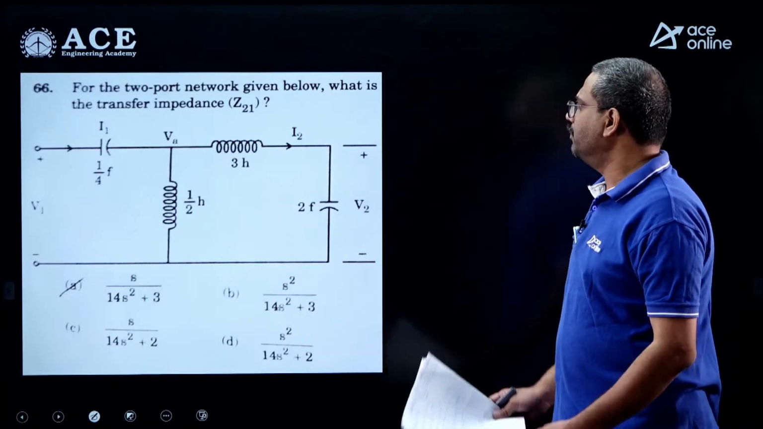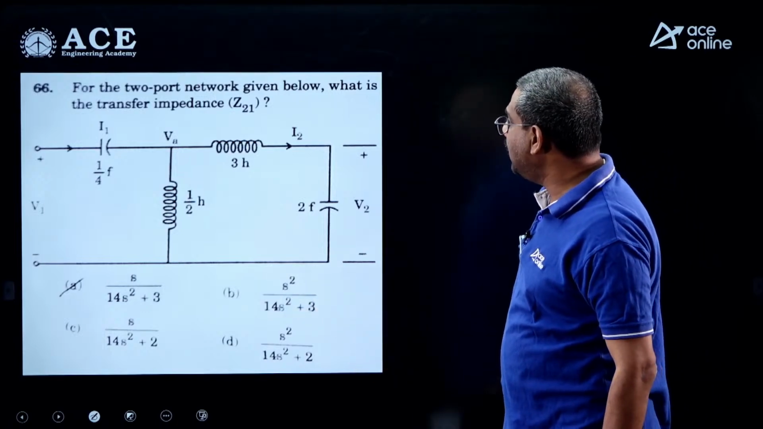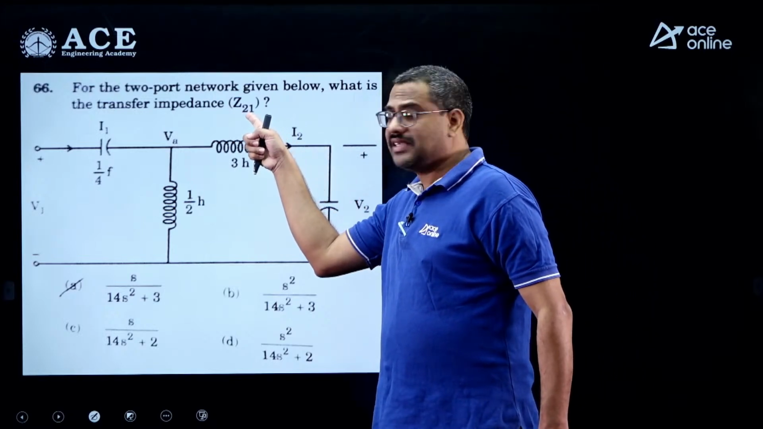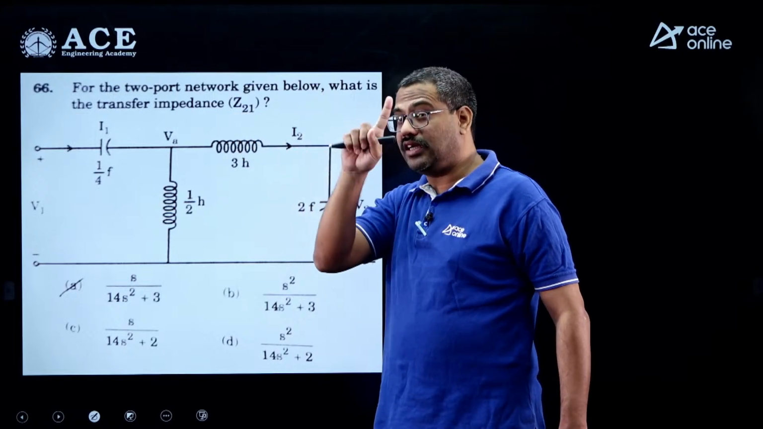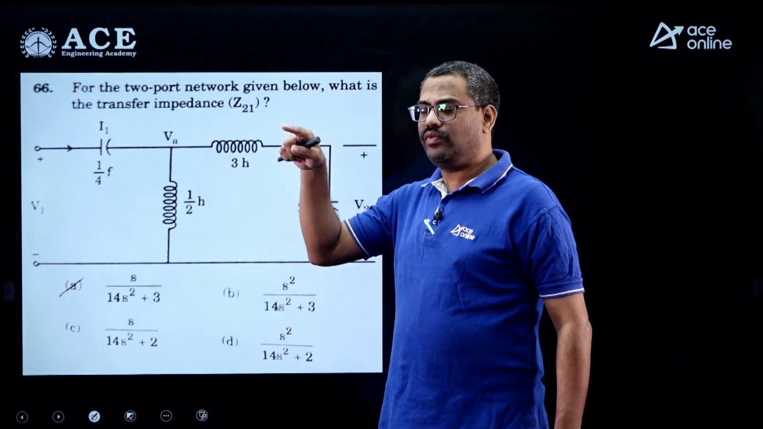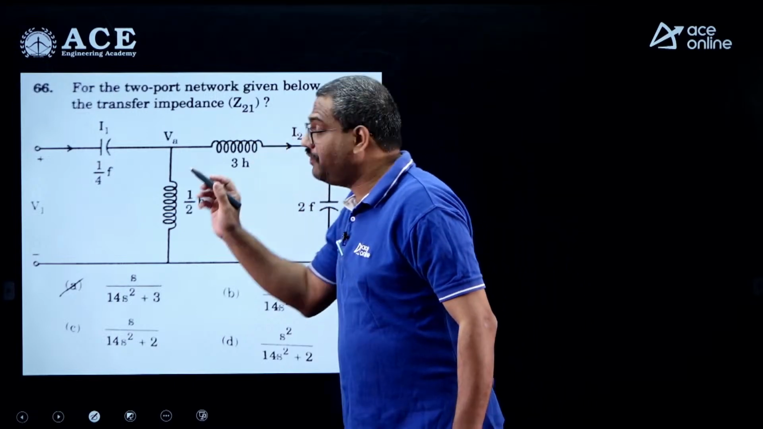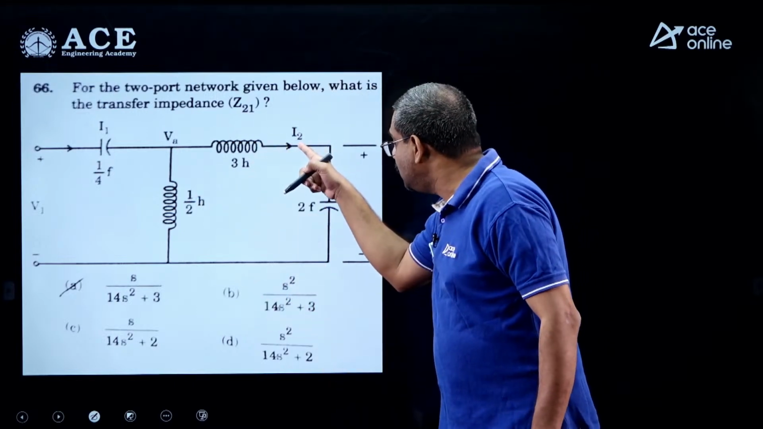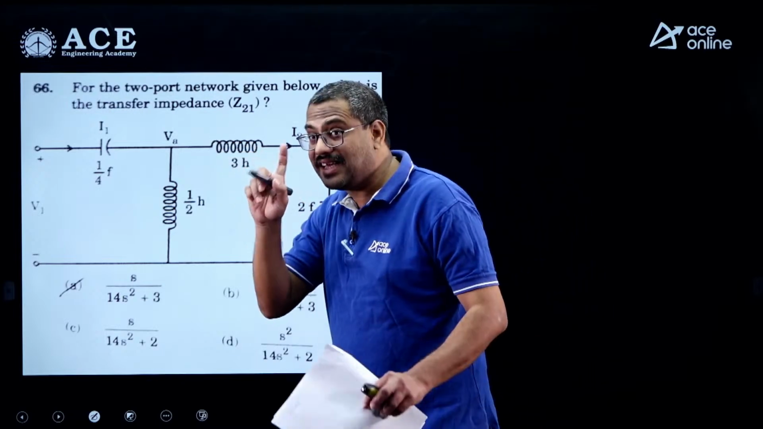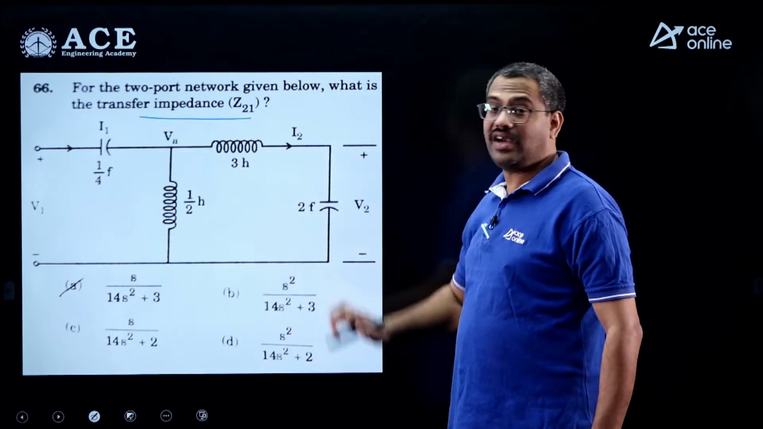Now see, for the 2-port network shown, find the transfer impedance. Generally everyone thinks he is asking the Z parameter Z21. That is a big difference. Many may think Z21 is V2 by I1 when I2 is 0. That is not the meaning here. If he had asked the Z parameter, I2 would have been 0, and then no voltage would come. That is ridiculous. So he is asking the transfer impedance without that condition. Here we should not take I2 as 0.